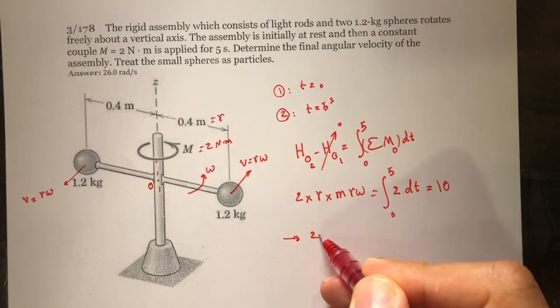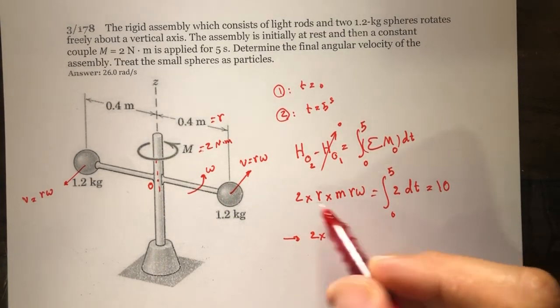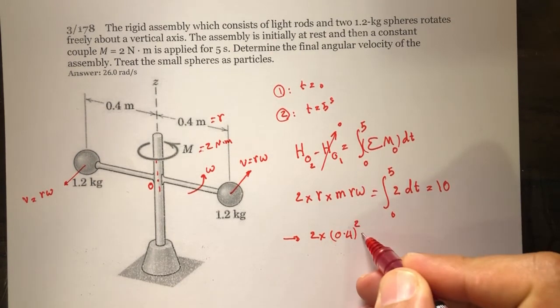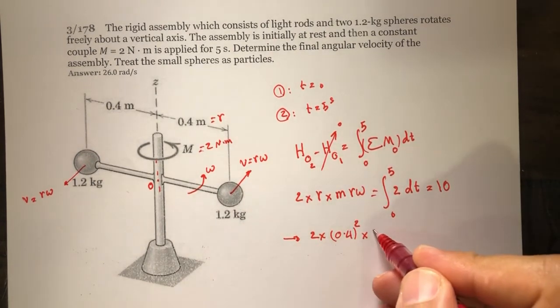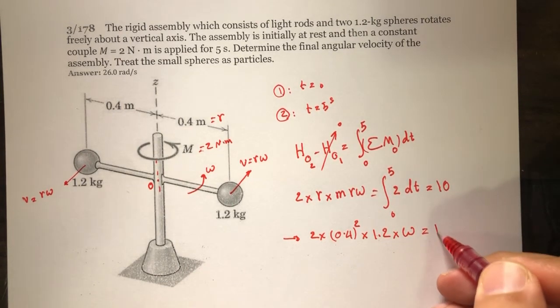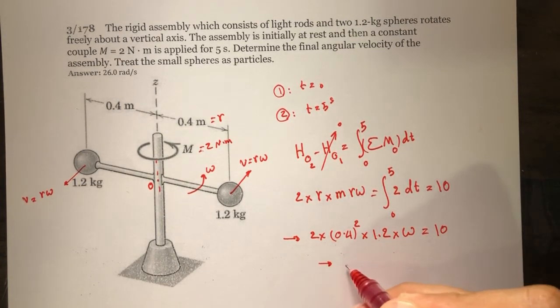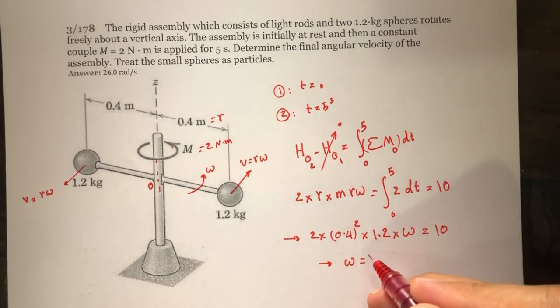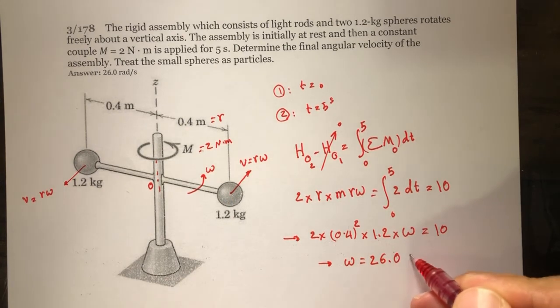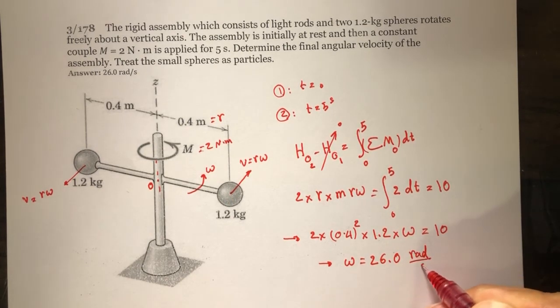So from here, 2 times r squared, and r is 0.4, times mass, which is 1.2, times omega is equal to 10. And from here we can find omega. Omega is going to be equal to 286.0 radian per second.